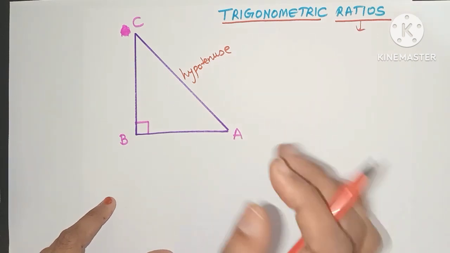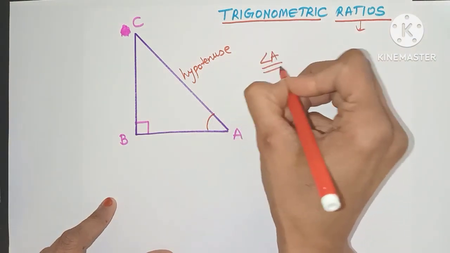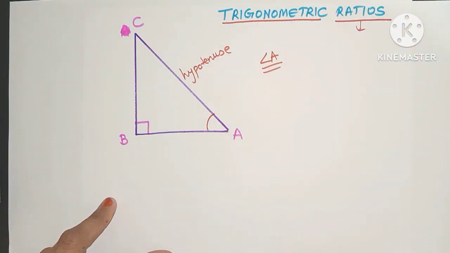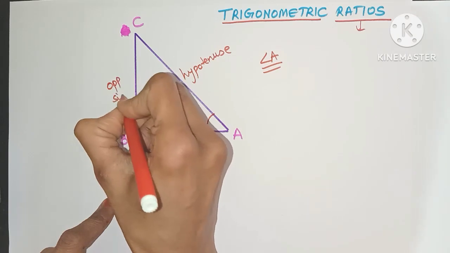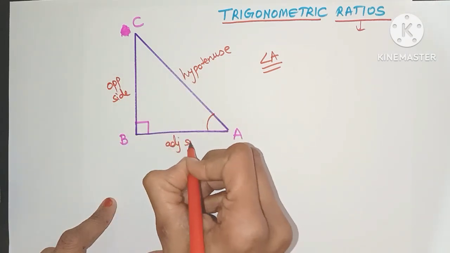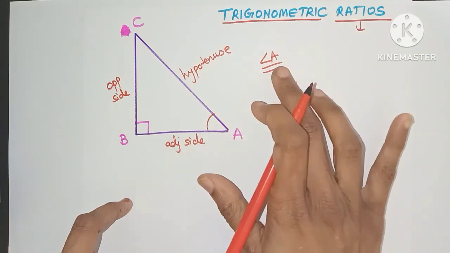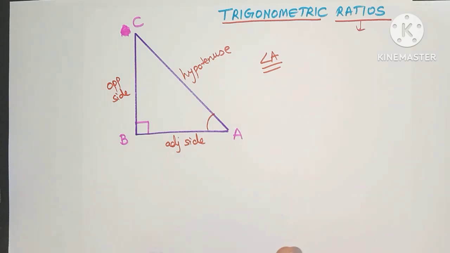So let me fix the angle. Let me fix my angle as angle A. So can you tell me what will be the opposite side now? Yes, BC will be the opposite side here. And what will be the adjacent side? Yes, AB will be the adjacent side. So I'm fixing the angle, and therefore I'm also naming the opposite side and the adjacent side. Now friends, let's start taking ratios of different sides of the triangle.